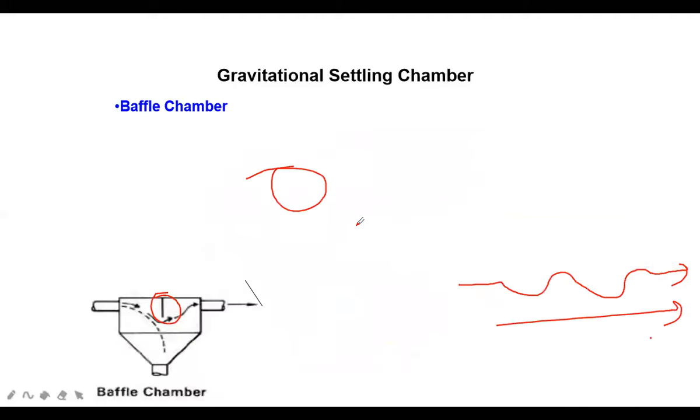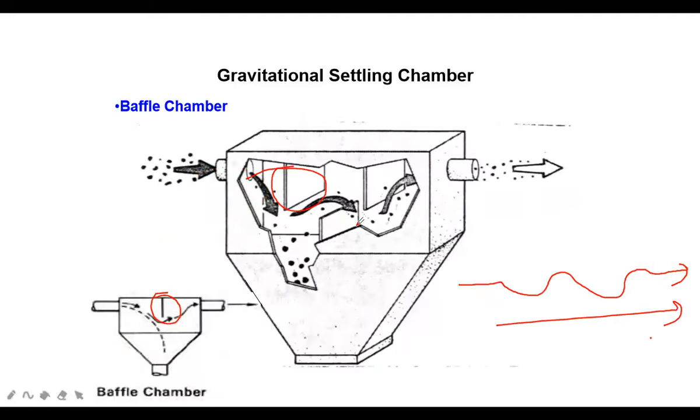But here, instead of going straight, it's going in a zigzag manner, like this, like this. And what is happening? Now, during its transverse motion in a zigzag pattern, no doubt your separation will be very good because retention time is very high. Moreover, baffles will act as an obstruction to the flow.